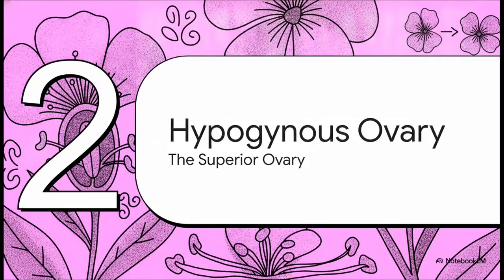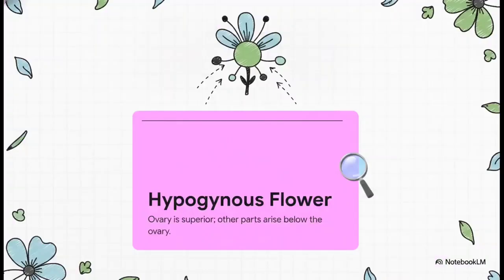Hypogynous, the superior ovary. Now that word hypogynous might sound a bit intense, but it simply translates to having a superior ovary. And in this specific arrangement, the ovary is seated right at the absolute highest position on the thalamus, right at the very top.